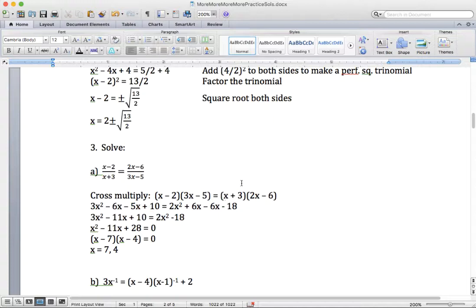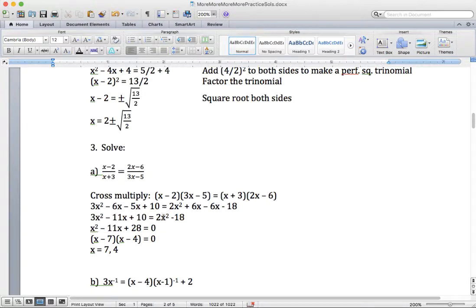On this side, we end up with x times 2x is 2x squared. We end up with 3 times 2x is positive 6x. We have negative 6 times x is negative 6x. 3 times negative 6 is negative 18. Okay, that gives us on the left side 3x squared minus 11x plus 10. On the right, 2x squared minus 18.